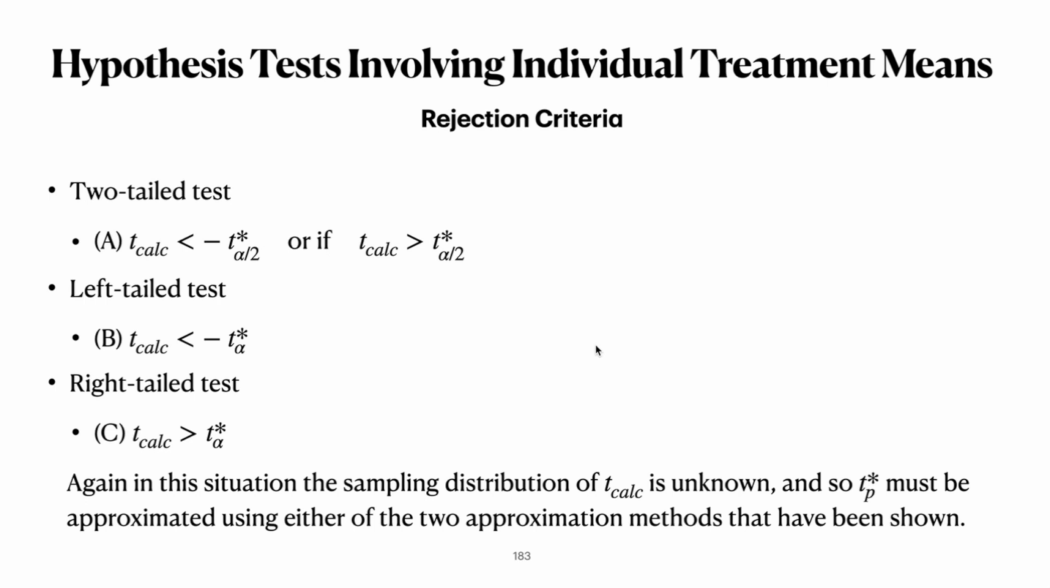The critical points need to be approximated because, again, this is not a contrast, and so not only is the MSE participating in the calculation of the estimated standard error, but also the mean square for rows and the mean square for columns. All right, so because of that, the reference distribution needs to be approximated so that we can get the appropriate critical point. And so you would use those approximation methods that we saw on the previous slide.